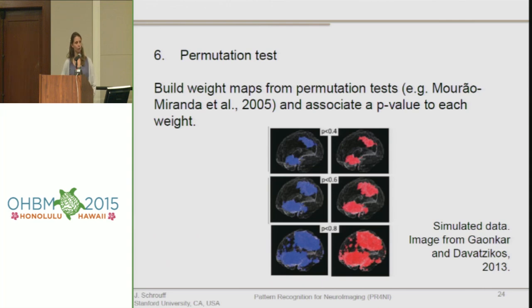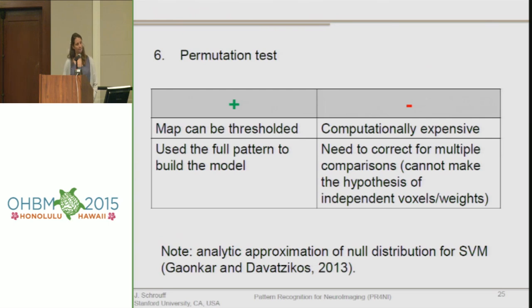So the first thing we can do is a permutation test. For each of the permutations that Anil said you should build to assess the model significance in terms of accuracy, you can also build a weight map. You can build 1,000 weight maps, and then for each voxel, look at whether the weight in your true model is larger than the weight in your 1,000 permutations. It basically comes back to doing an SPM univariate analysis on the weights. You can obtain a map that is thresholded, and you have used the full pattern to build a model.